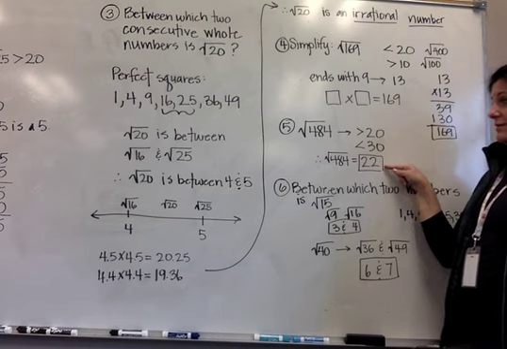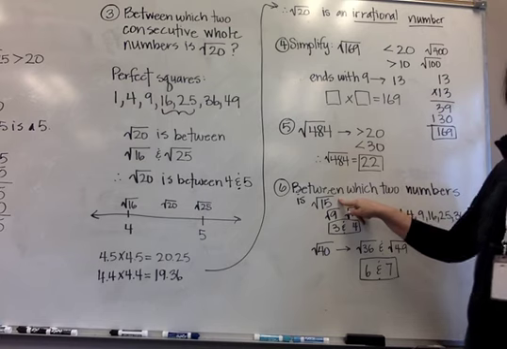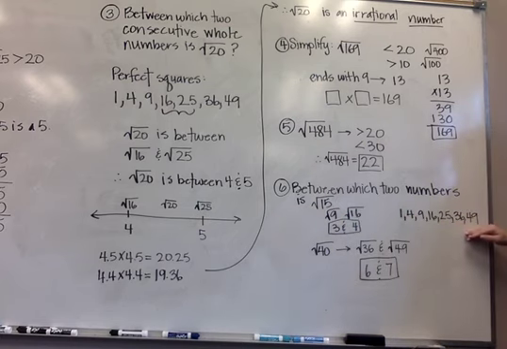Okay. Number 6, between which two numbers is the square root of 15? So we list those perfect squares: 1, 4, 9, 16, 25, 36, and 49. 15 is between 9 and 16. So it's between 3, the square root of 9, and 4, the square root of 16. Between 3 and 4 would be the square root of 15.